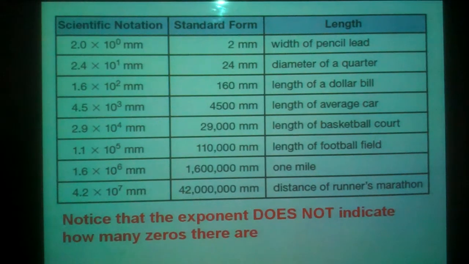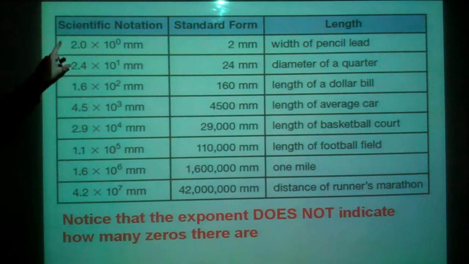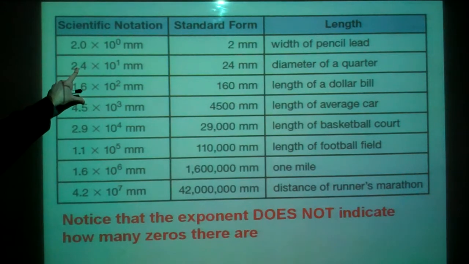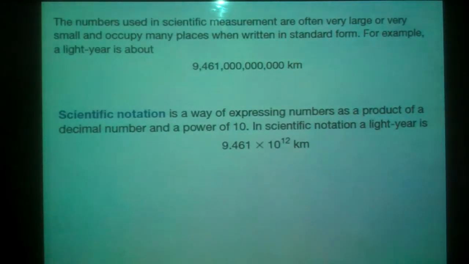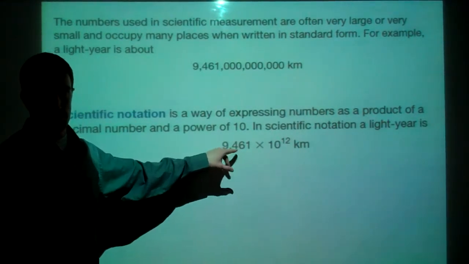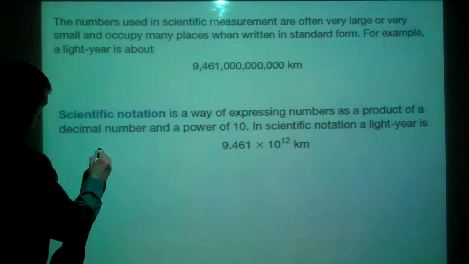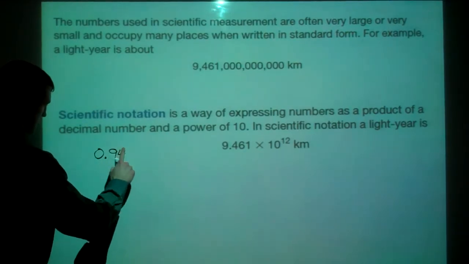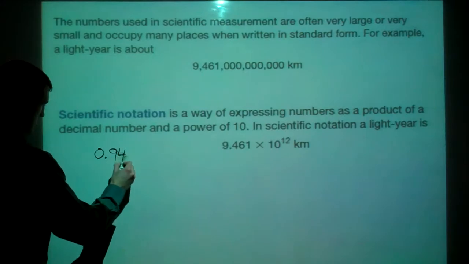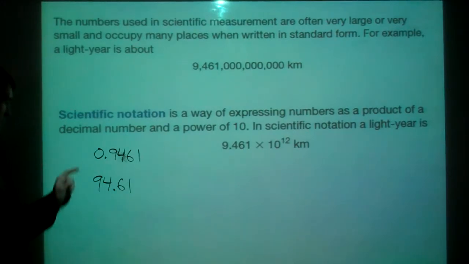One thing we do need to point out is that we want our first number, or whatever we're multiplying by the power of 10, we want all of these numbers to be between 1 and 10 or less. Okay? So notice here, we made sure that this number here, 9.461, this is less than 10. We don't want the numbers to look like this. We don't want it to look like this. This number is less than 1. This number is greater than 10.